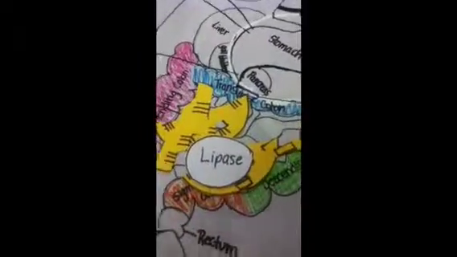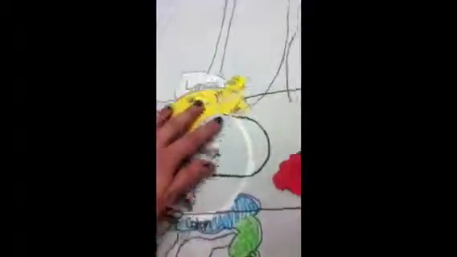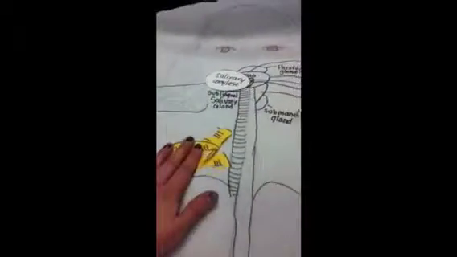The fatty acids and glycerol then move into the lacteals of the villi. The lacteals are connected to the lymphatic system, which takes the fatty acids and glycerol to the subclavian vein, which is in the shoulder. The fatty acids and glycerol move through the subclavian vein into the vena cava and into the heart.